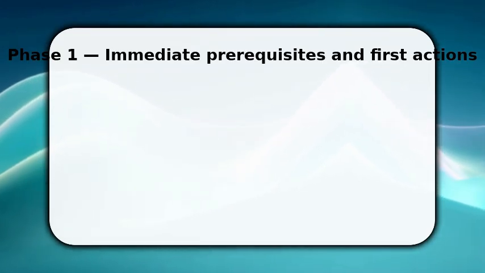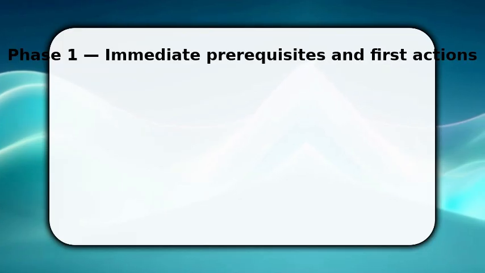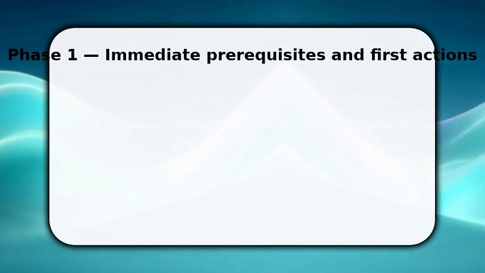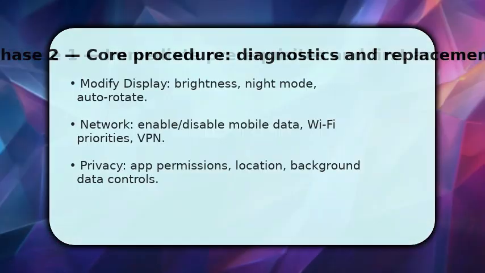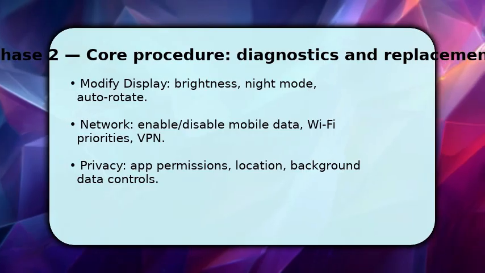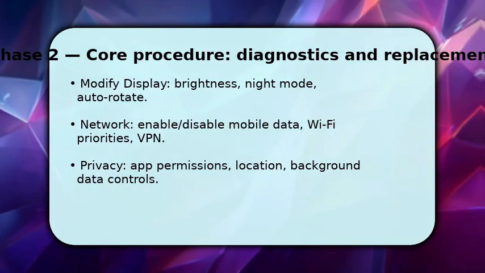Now tap the top-level category that matches your goal: network, display, or privacy, and get ready to change specific options. Once inside the chosen category, you change settings step by step. For display, slide brightness, schedule night mode, and toggle auto-rotate. These save battery and comfort.